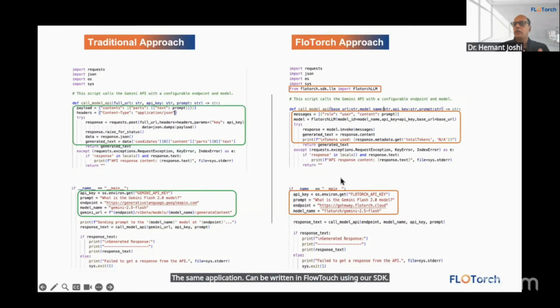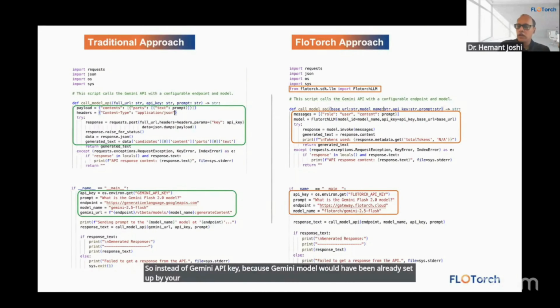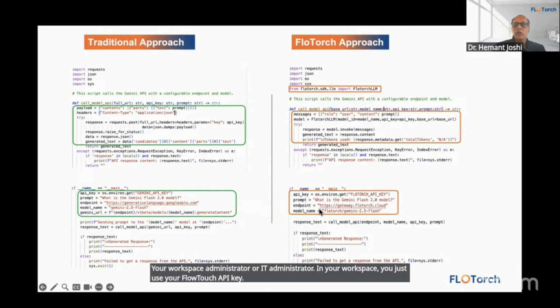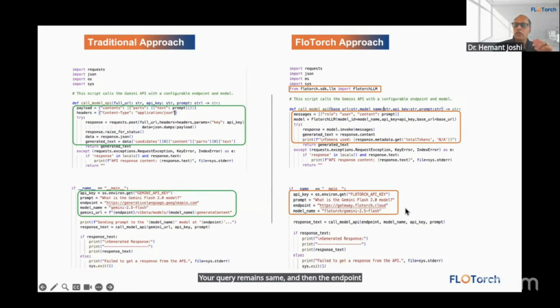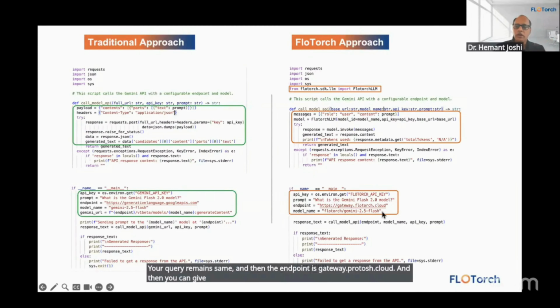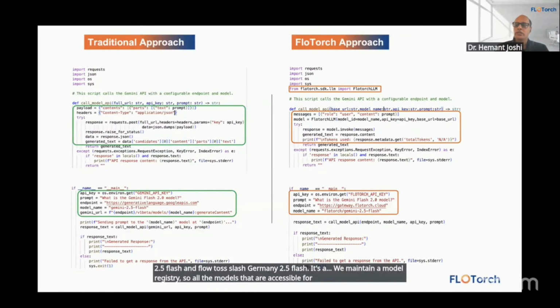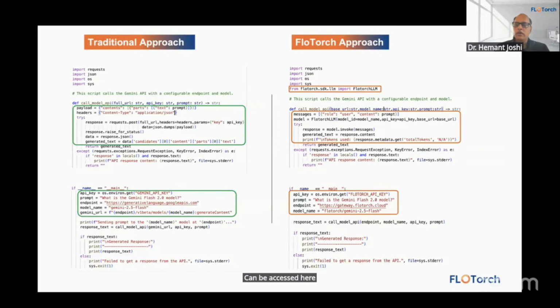The only difference is what I have highlighted on the right-hand side. So instead of the Gemini API key, because the Gemini model would have been already set up by your organization, your workspace administrator or IT administrator in your workspace, you just use your FloTorch API key. Your query remains the same. And then the endpoint is gateway.flotorch.cloud. And then you can give your FloTorch model name. Okay, the difference between Gemini 2.5 Flash and FloTorch slash Gemini 2.5 Flash, we maintain a model registry. So all the models that are accessible for you within that registry can be accessed here, and that's a model name, okay? If you have that model name, the rest of the call remains the same.